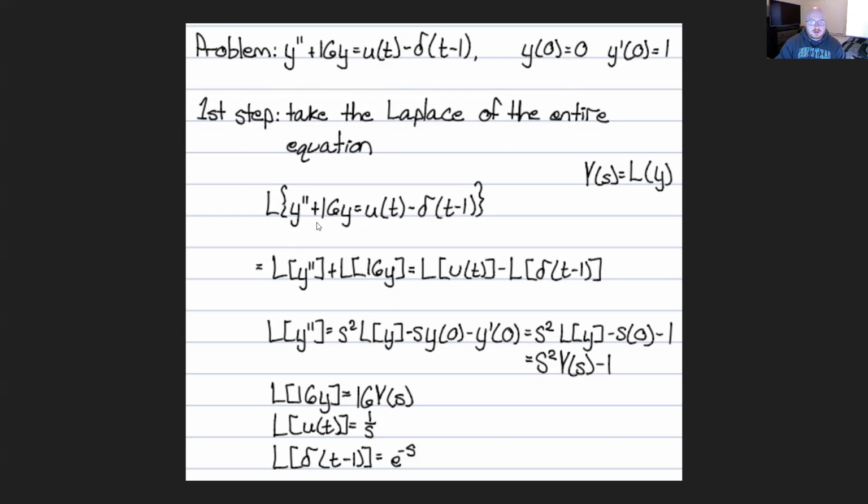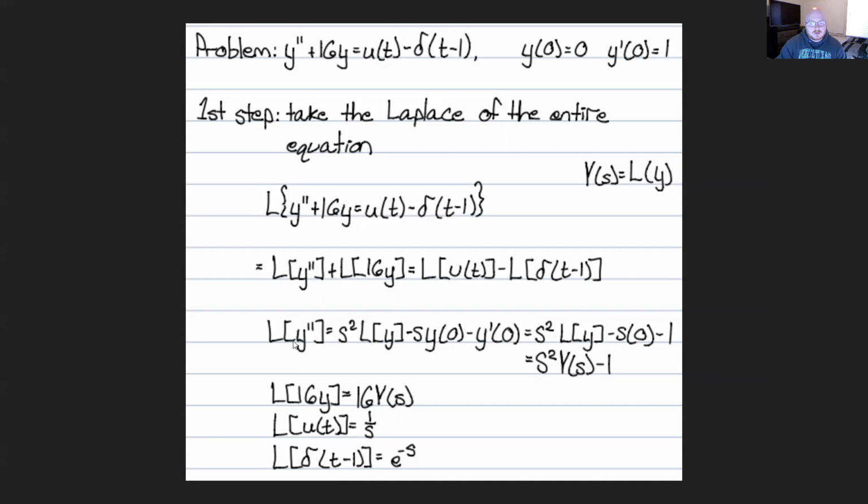By doing this, I'm just going to take the Laplace of each individual portion of this equation. So we have the Laplace of y double prime plus the Laplace of 16y is equal to the Laplace of unit step of t minus the Laplace of delta of t minus 1.